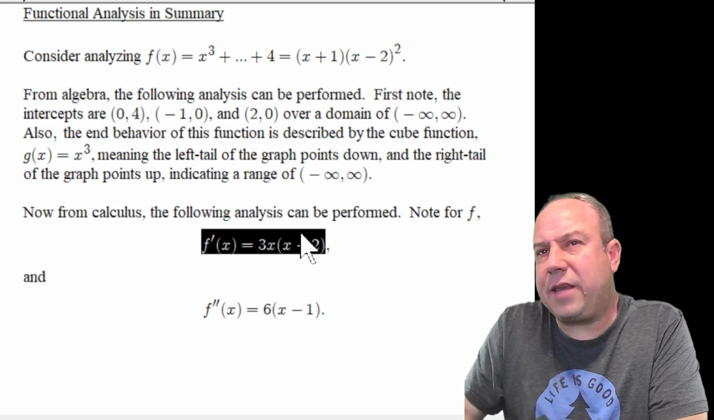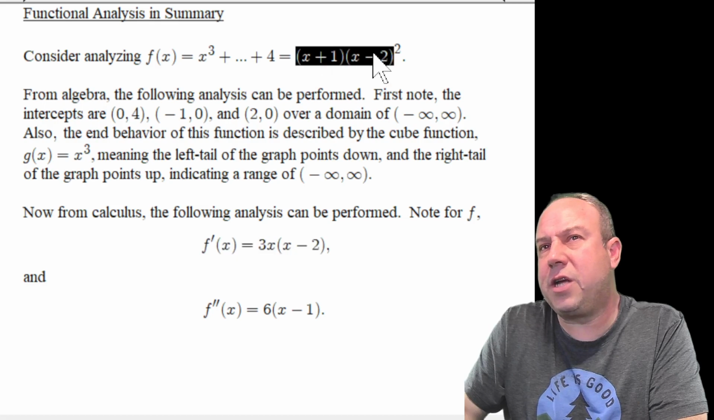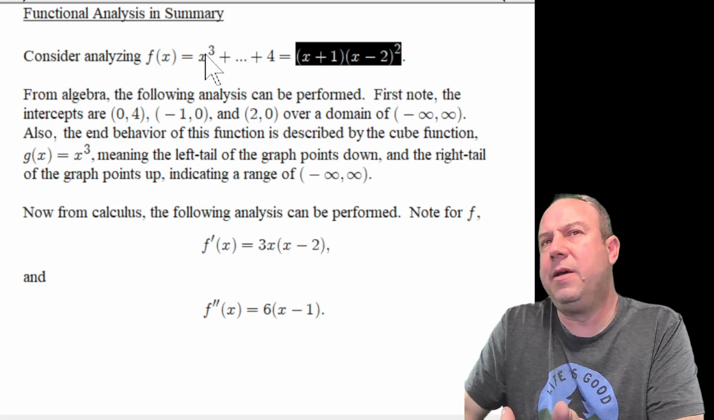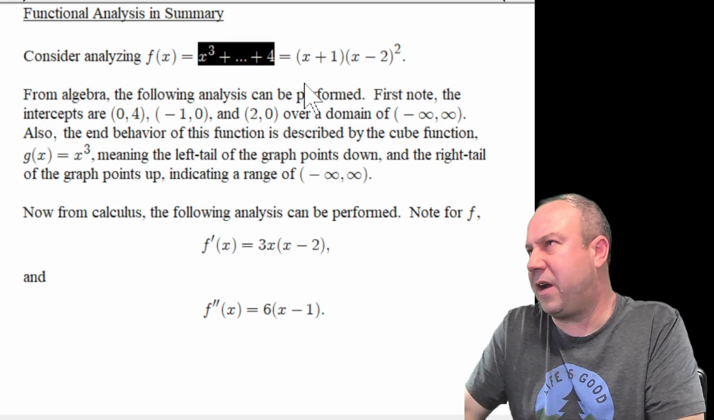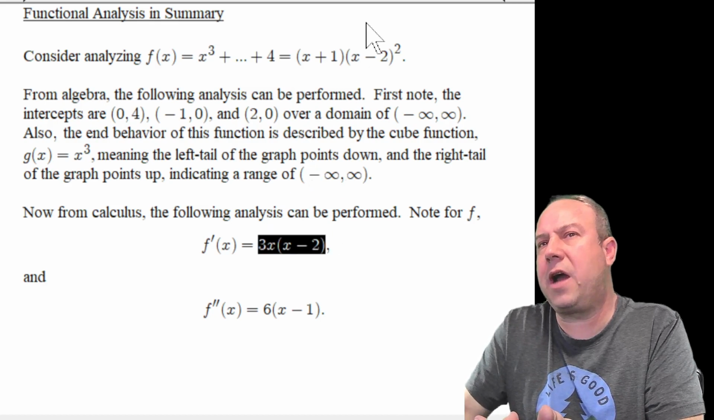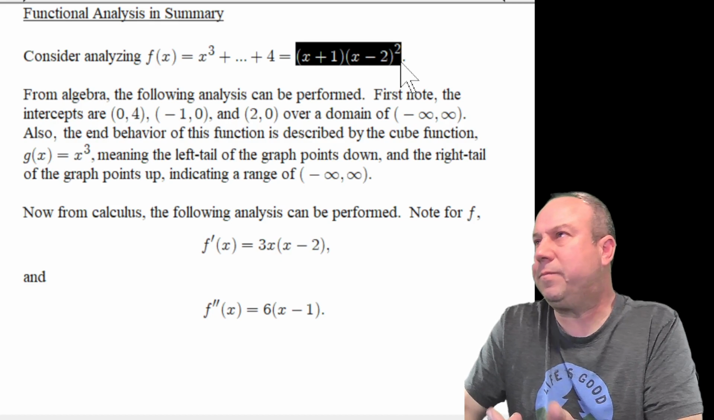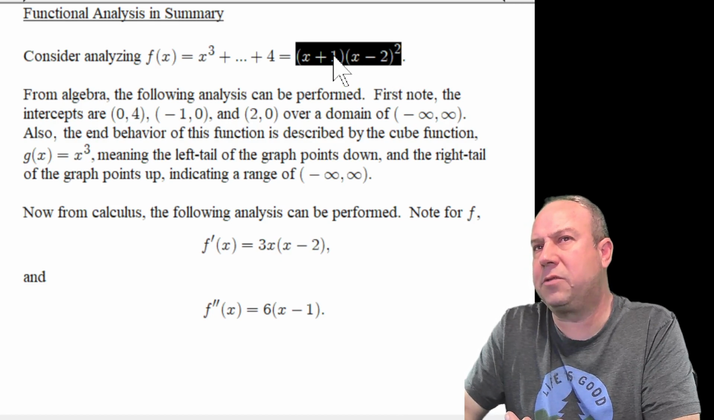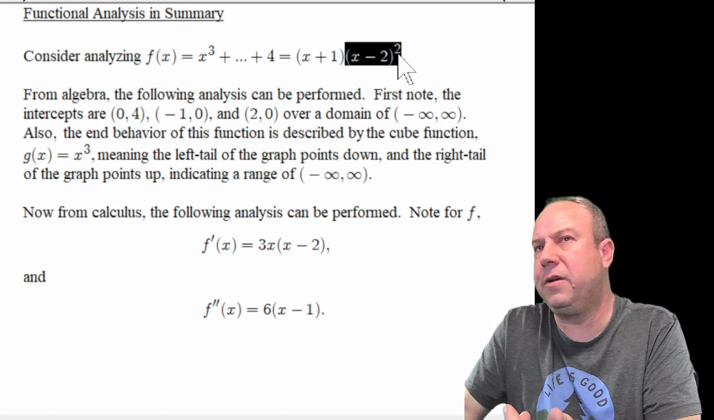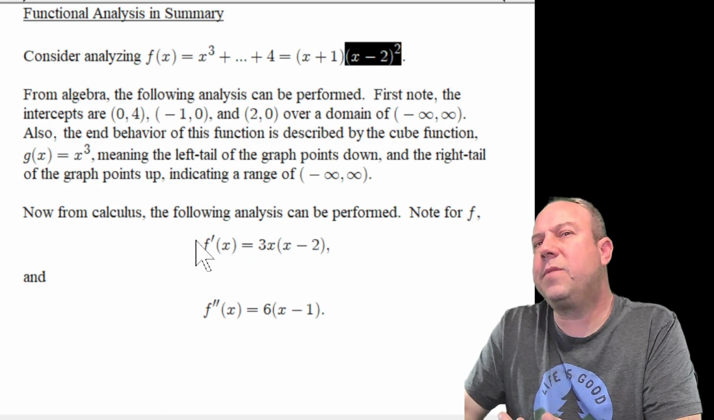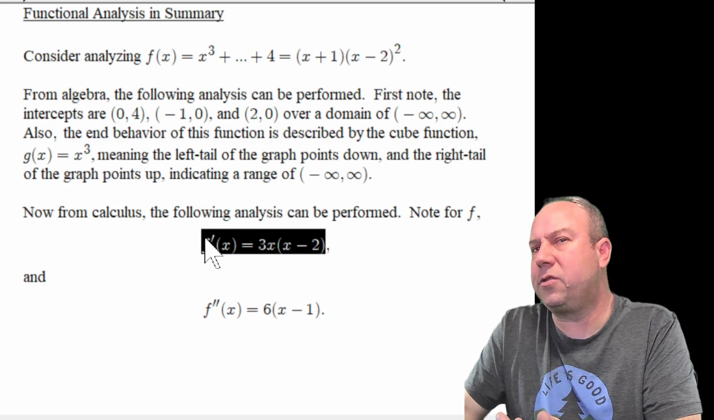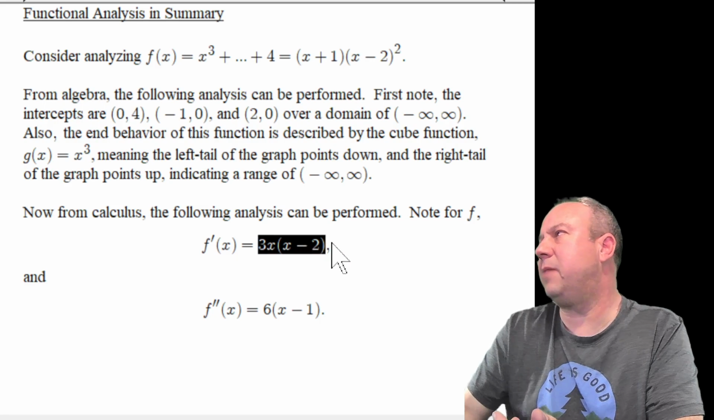Now, if we take the first derivative of this function up above, I could do that with expansion and finding the derivative and then refactoring, or I could even find the derivative through just a little bit of product rule mixed with some chain rule here. That will give me, for the first derivative of our function, 3x times (x minus 2).